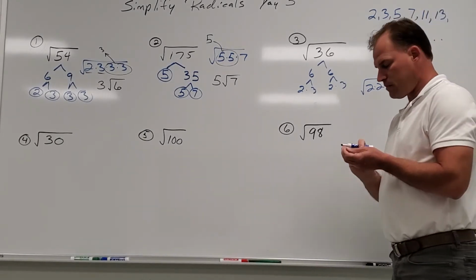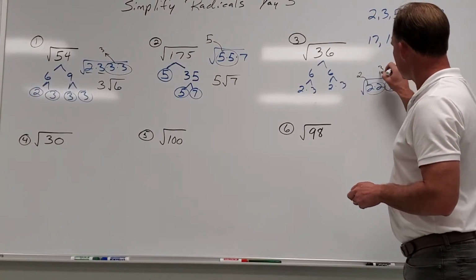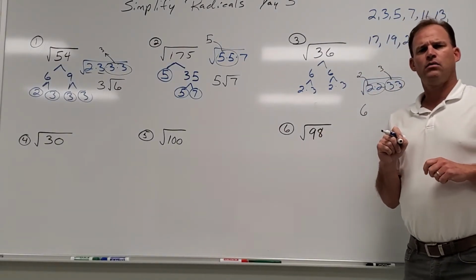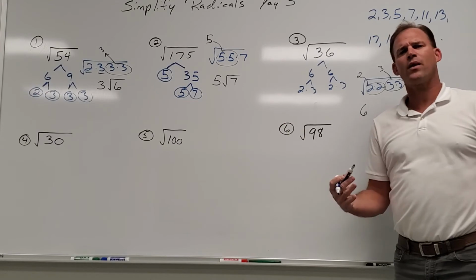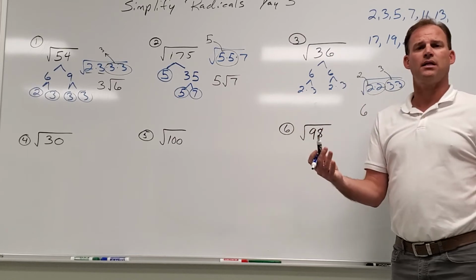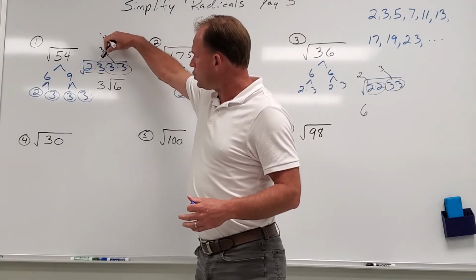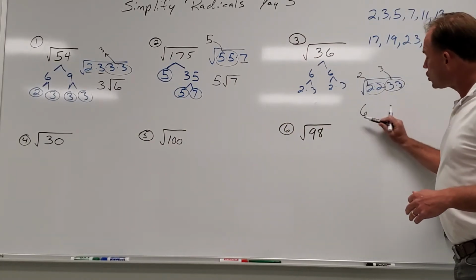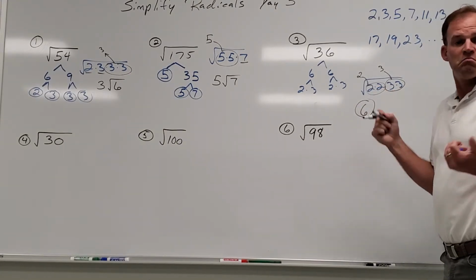Pairs of numbers come together. Pair of 2s gets out. Pair of 3s gets out. So 2 times 3 gives me 6. What's left inside the radical here? Nothing. So what do I put inside the radical? Nothing. Okay? Don't overcomplicate this. Here I had a 7 left, so there's 7 in the radical. Here I had a 2 and a 3 left. I multiplied them, get 6 left in the radical. Here, there's nothing left in the radical, so there's nothing left in the radical. The answer is simply 6.